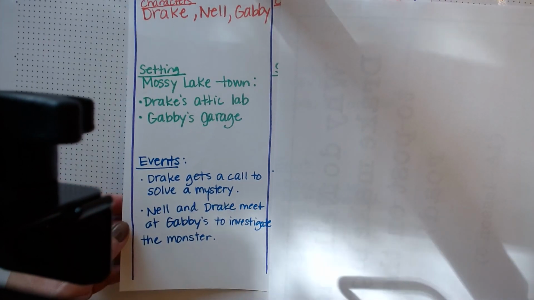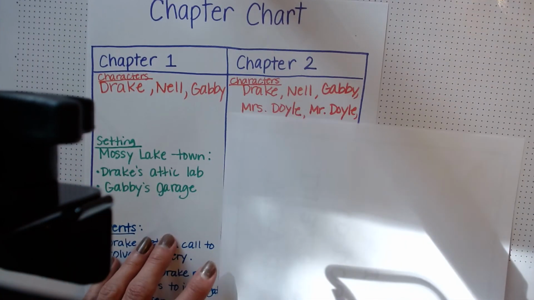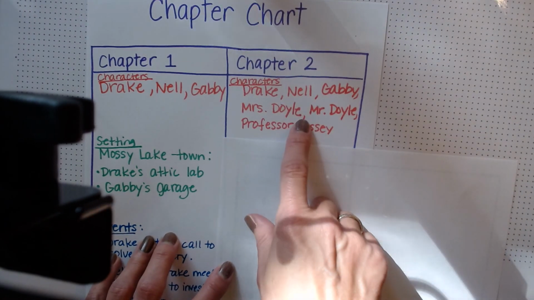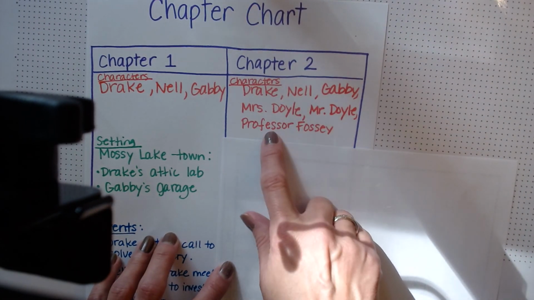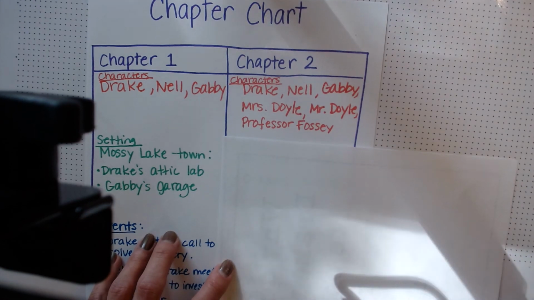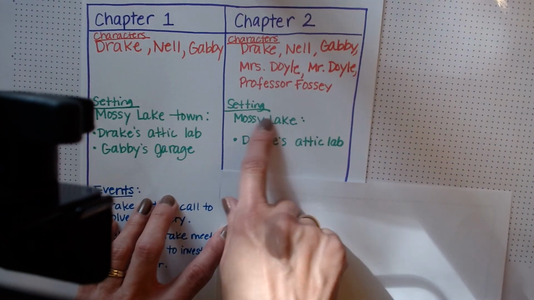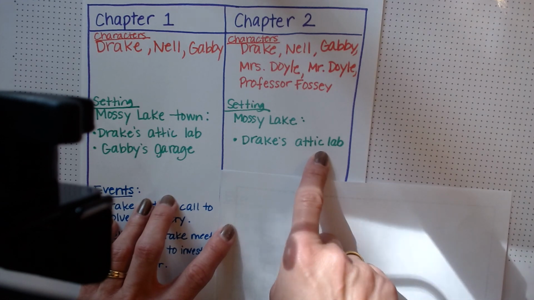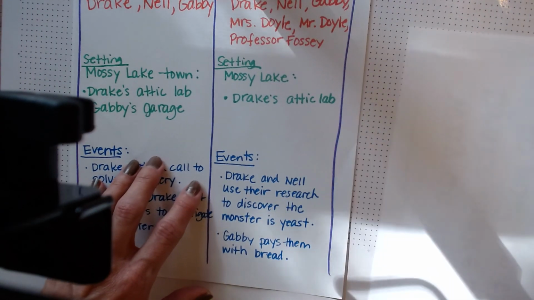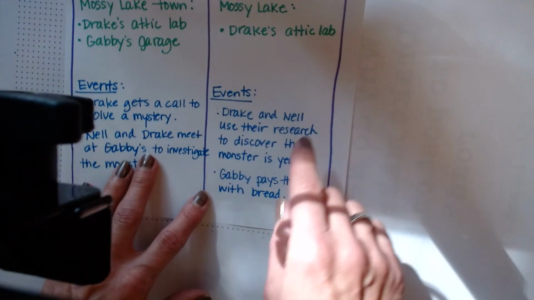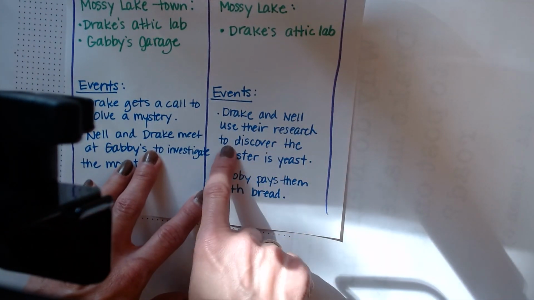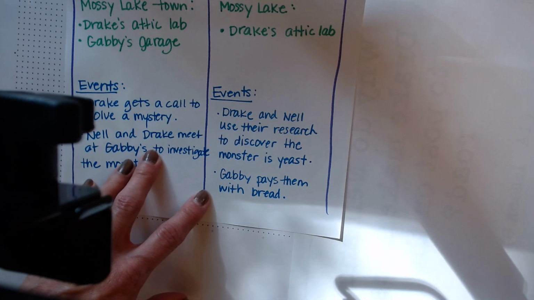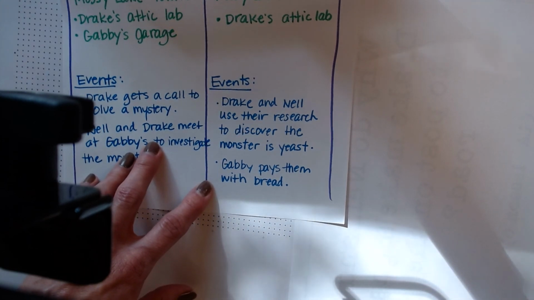So today, if we're thinking back, we learned a few more characters, their parents, right, Mr. and Mrs. Doyle, and then Nell's mom, Professor Fossey. Same setting, Mossy Lake, right? They were back in Drake's attic lab the entire time. They also invited Gabby over. And then the events, right? Drake and Nell use that research, that information to discover that the monster really isn't a monster. It's just the yeast in that garbage can. And then Gabby paid them off with bread. Okay, not a bad payment.